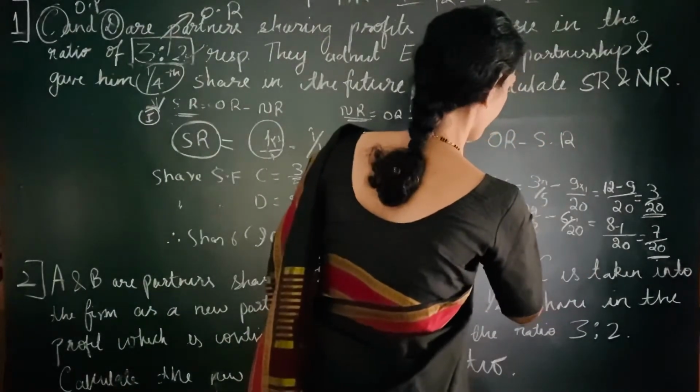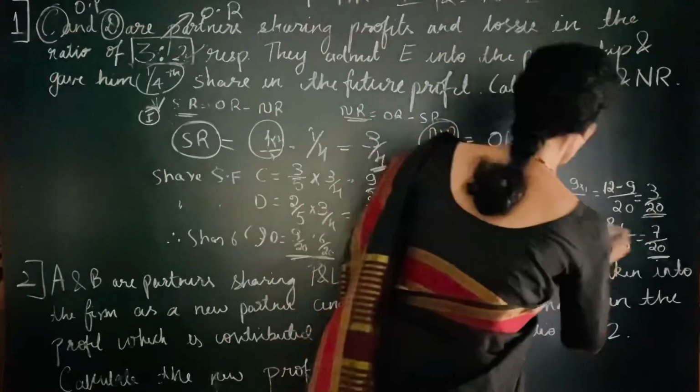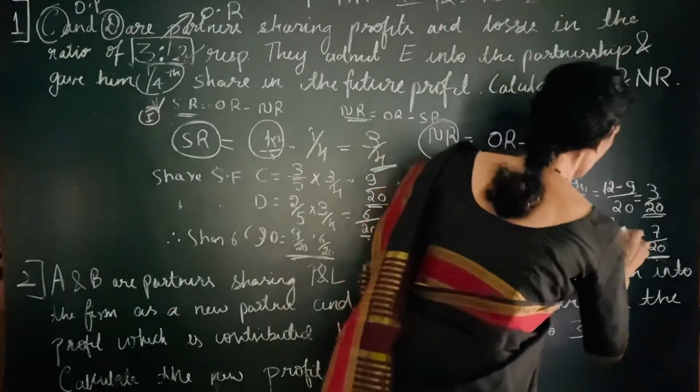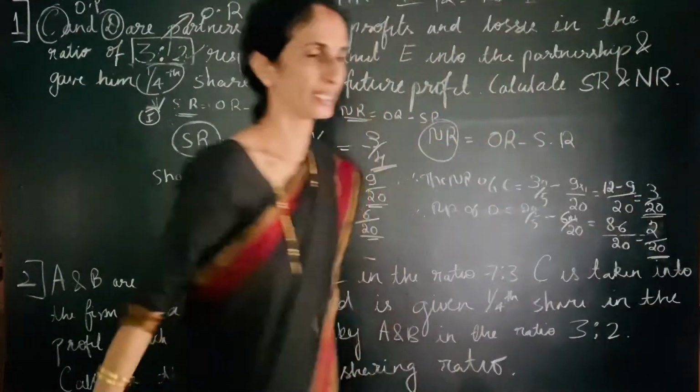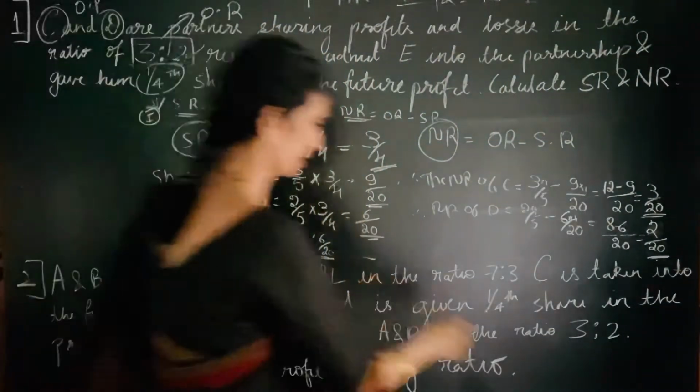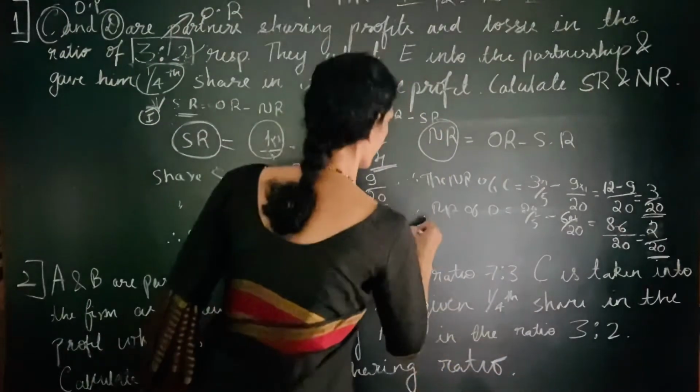So it is 6 into 1, 6. Sorry. So it is 2 by 20. Once again we have to calculate the new ratio for the new partner.